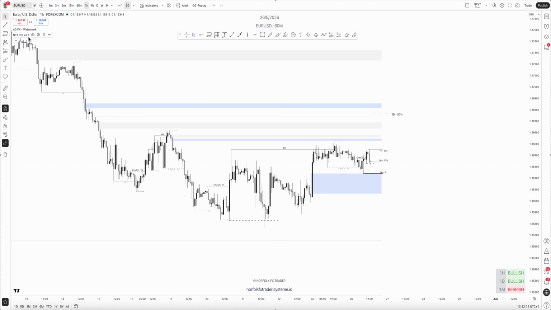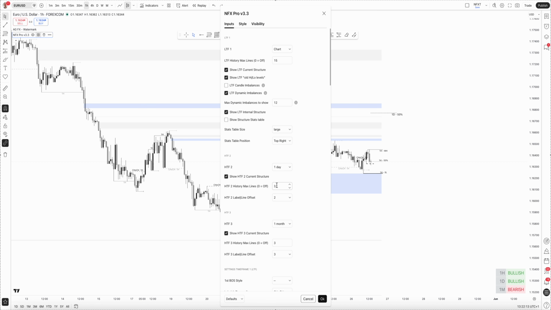Now let's just go into the stats. Let me just quickly change the higher time frames again. Let's make this our second higher time frame a 4 hour this time, and let's say a weekly time frame.